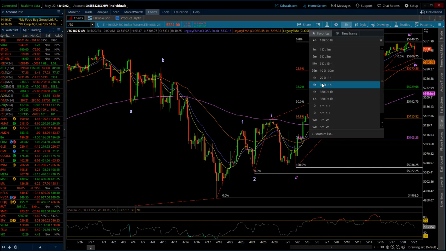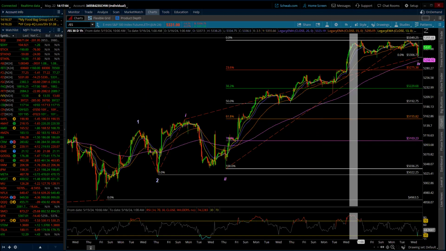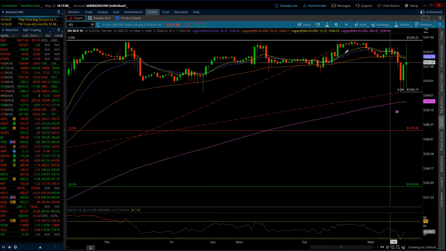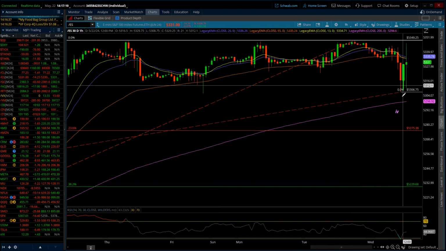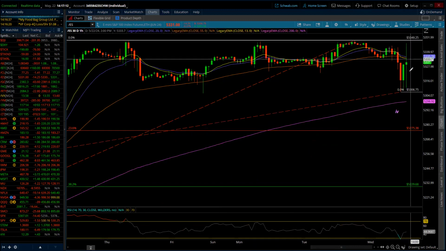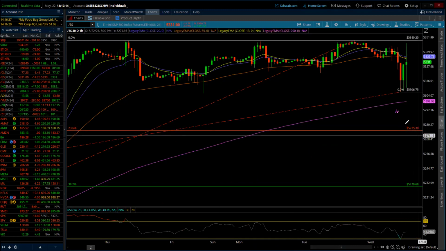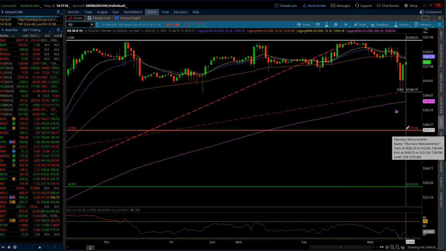If I come back down and we look at it on the 1 hour chart, then still we have the same thing, 3, ABC A, ABC B. We come back down into C, possibly bring us back to 52.75.